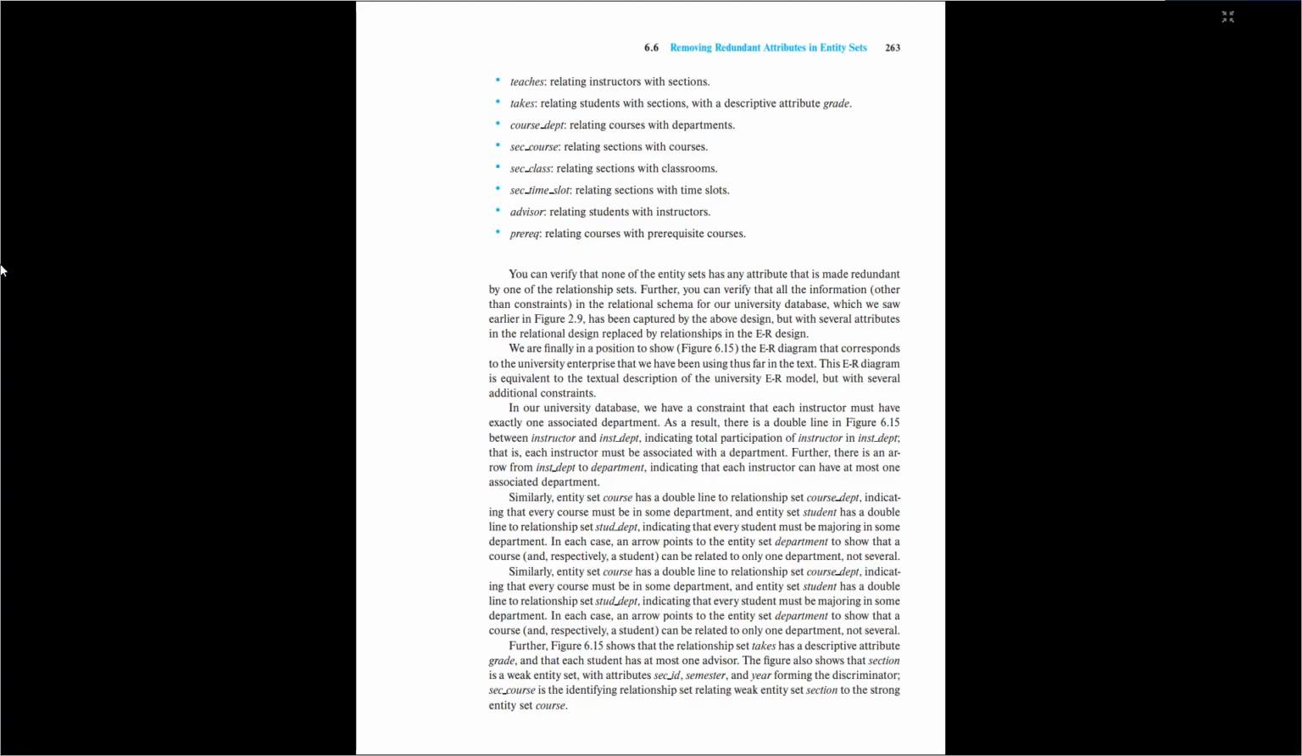Further, there is an arrow from inst_dept to department, indicating that each instructor can have at most one associated department. Similarly, entity set course has a double line to relationship set course_dept, indicating that every course must be in some department. An entity set student has a double line to relationship set stud_dept, indicating that every student must be majoring in some department. In each case, an arrow points to the entity set department to show that a course, and, respectively, a student, can be related to only one department, not several.